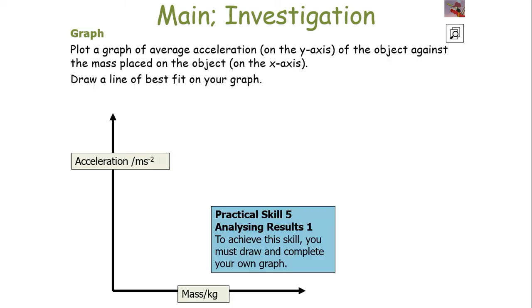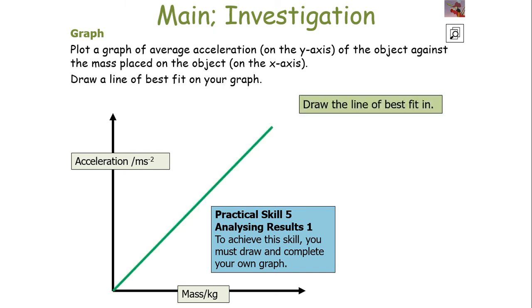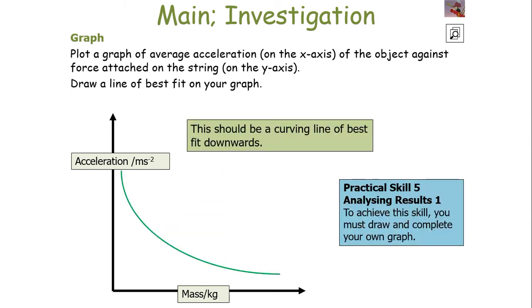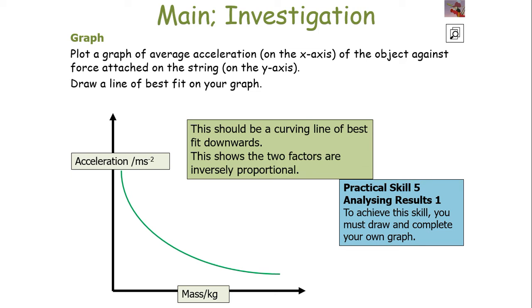Now, once you've done your experiment, you should plot a graph of average acceleration on the y-axis against the mass placed on the object on the x-axis, and then draw a line of best fit on your graph. It won't be a straight line through the origin. It should be a curving line of best fit downwards as shown. This shows the two factors are not directly proportional, rather they are inversely proportional.